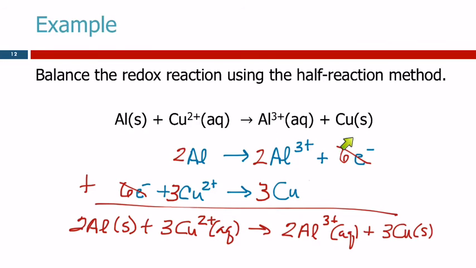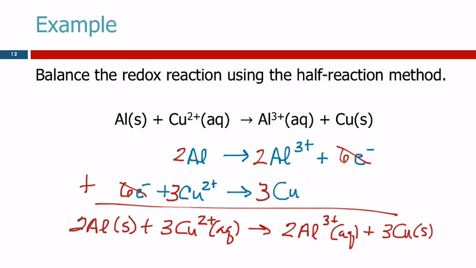When we look at this equation, we might say, oh, well, that's balanced. I've got 1 aluminum and 1 aluminum and 1 copper and 1 copper. But the charges aren't the same. This side is plus 2 and that side's plus 3. We can't have charges appearing and disappearing.